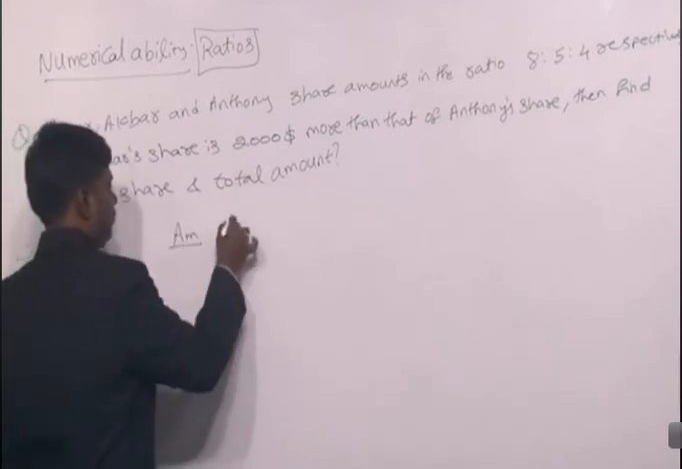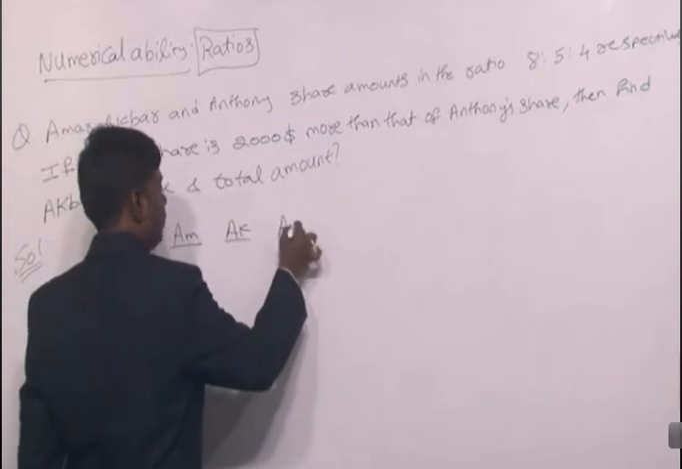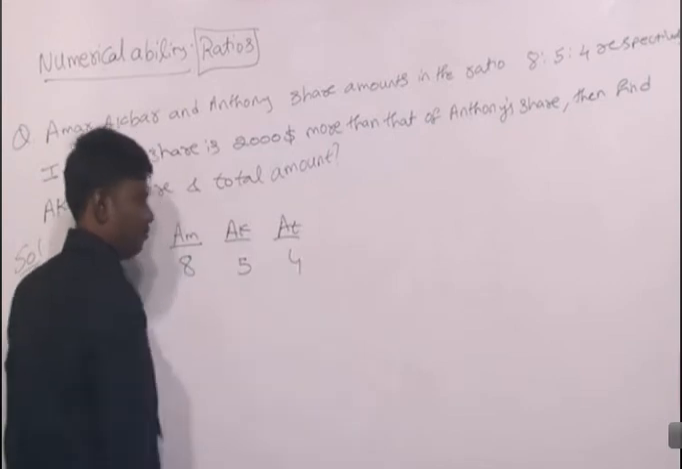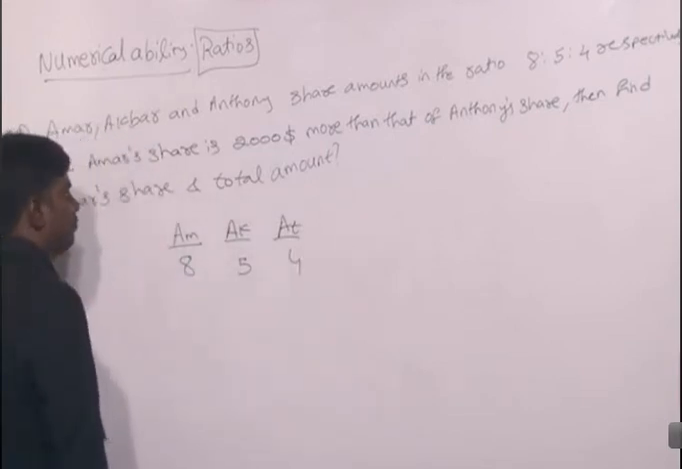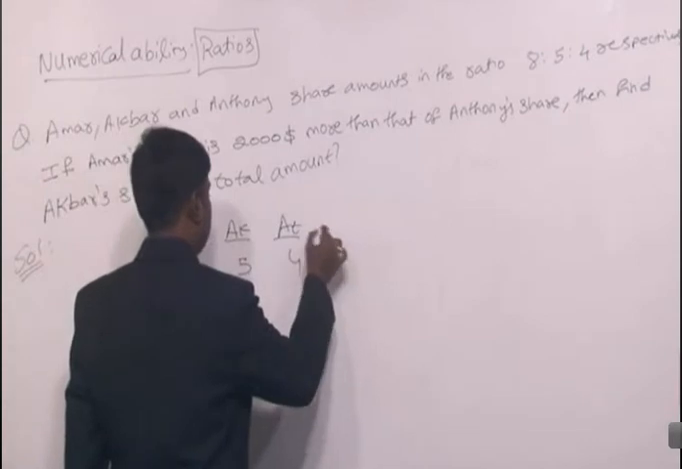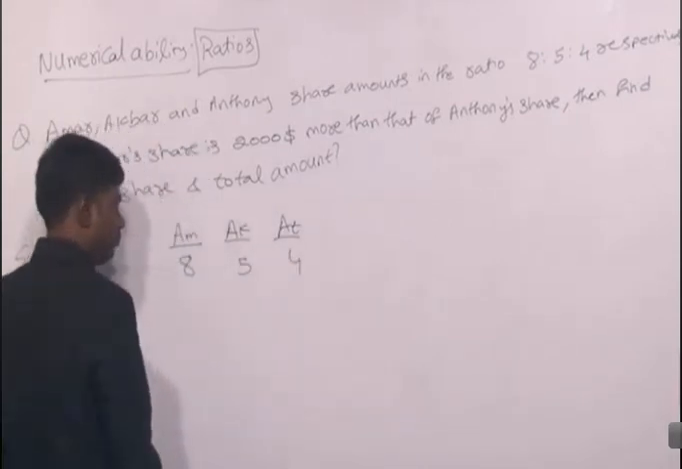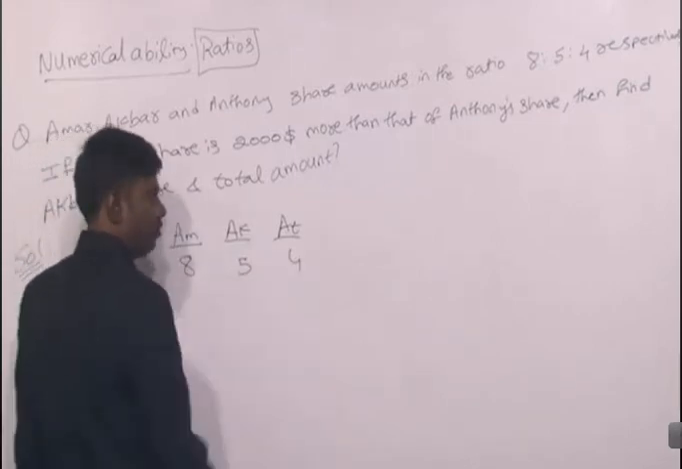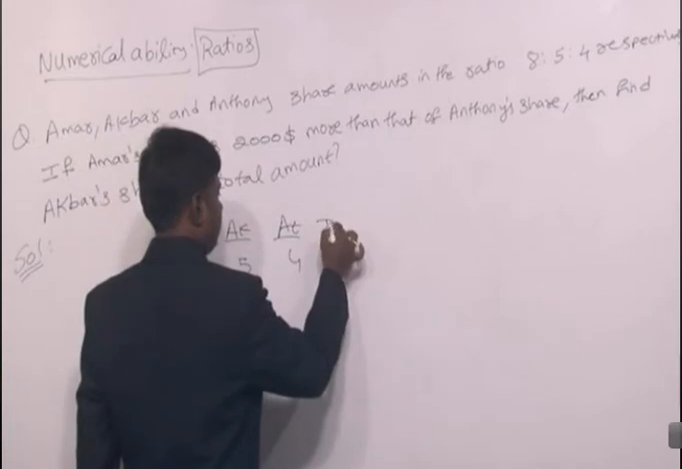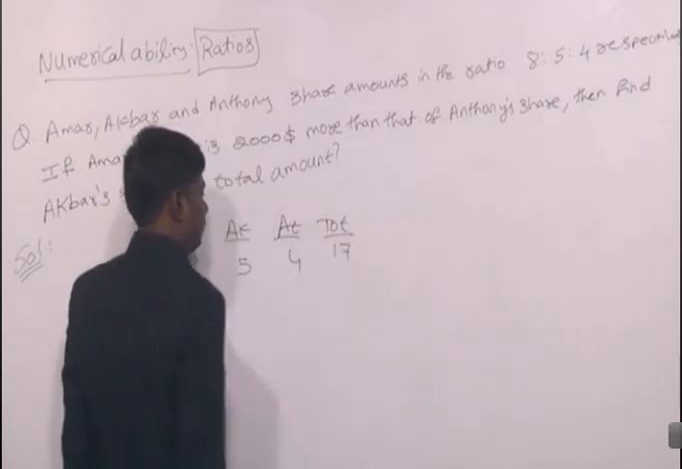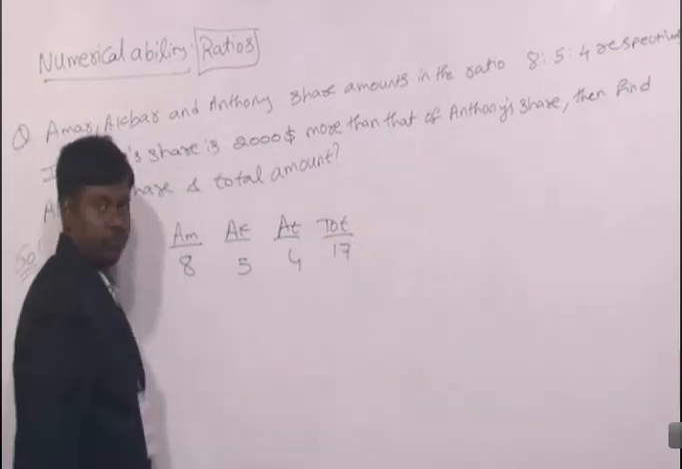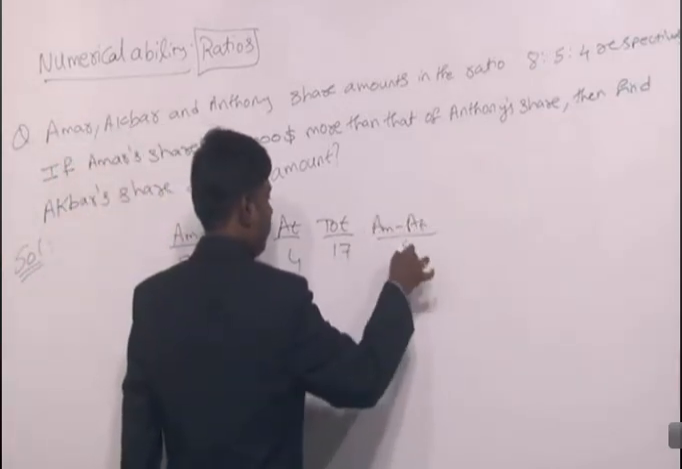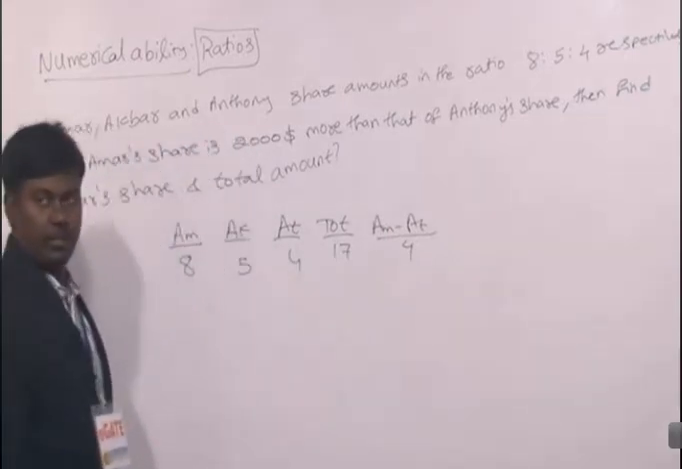Amar, Akbar, Anthony share amounts in the ratio 8 is to 5 is to 4. Now what is the total? 8 plus 5 plus 4, right? 13 plus 4, 17. What is the difference between Amar and Anthony? Four. 8 minus 4, right?